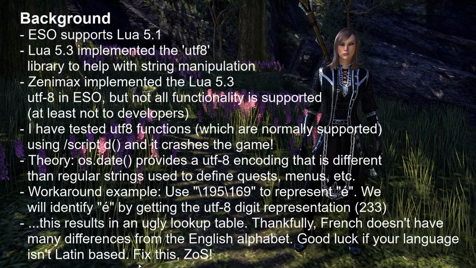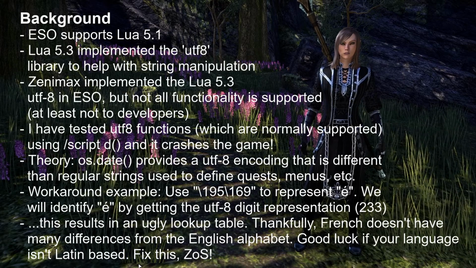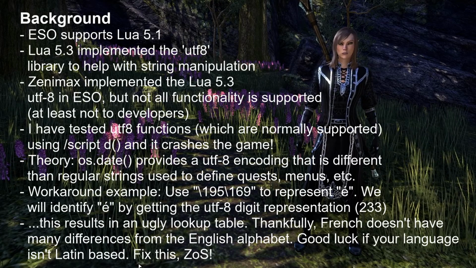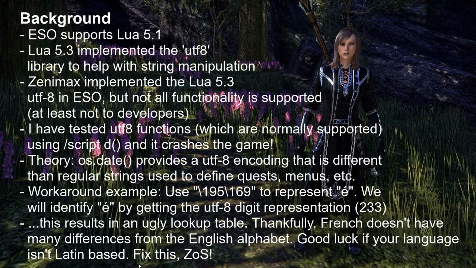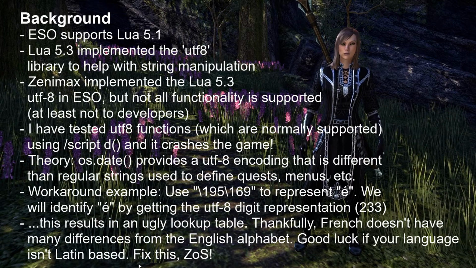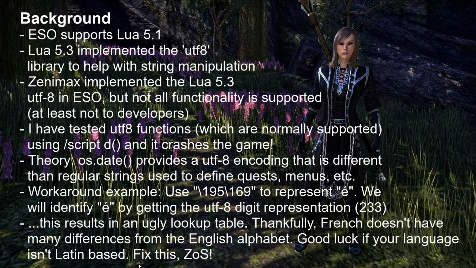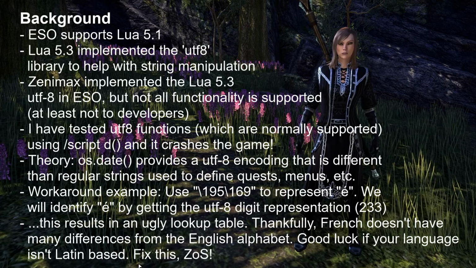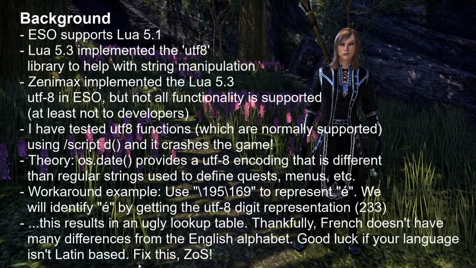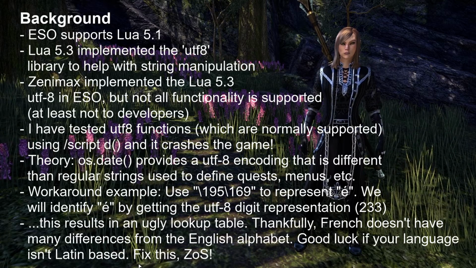A bit of background before we begin. As of Lua 5.3, Lua has implemented the UTF-8 library as a standard library. ESO runs on Lua 5.1, but has implemented the UTF-8 library as it stands in Lua 5.3. Frustratingly, the functionality that is provided by the library isn't available to add-on developers. I have done some testing on finding special char codes greater than 127, and the game actually crashes if you do that. I invite you to try it yourself in the chat box using the /script command. I did find a workaround, which is not pretty.